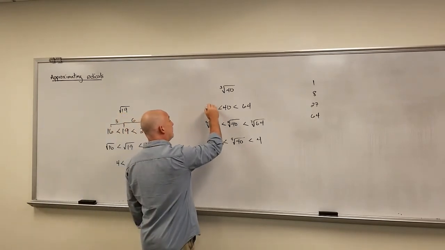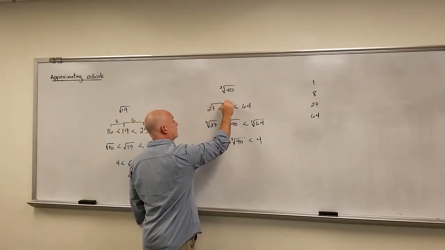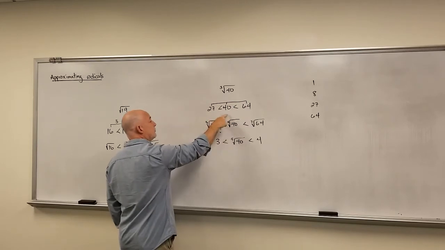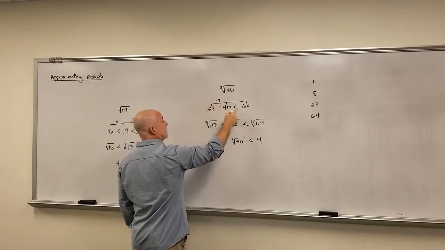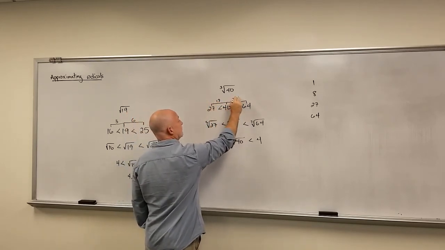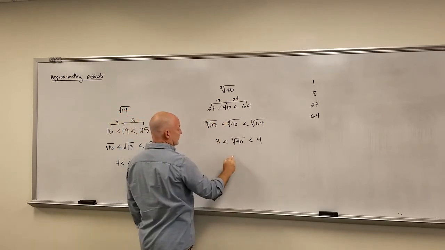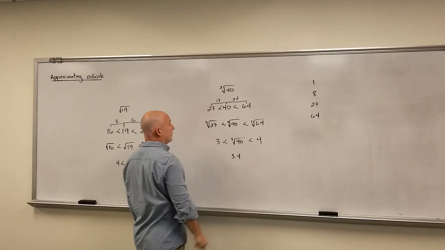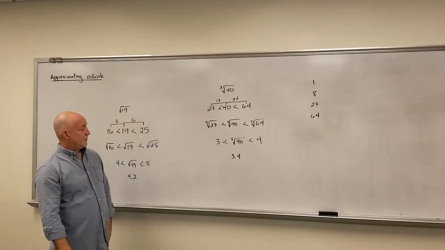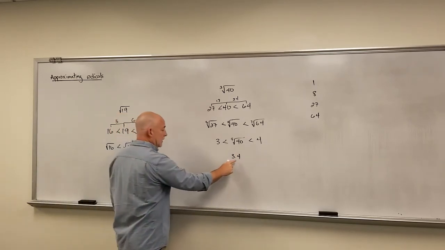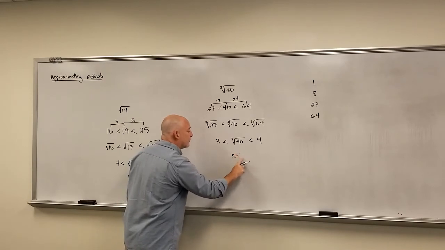Well, just like before, we might be able to narrow down on it a little bit. Let's see where it actually fits here. Between 27 and 40 is what, 13, and between 40 and 64 is 24. So again, we're going to see it's going to be more towards this side. And let's say about 3.3 or 3.4. Probably 3.3 would be a better guess, actually. I'm going to change it because I think it's going to be 3.3.